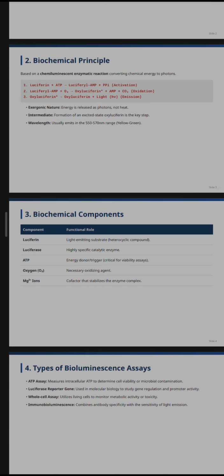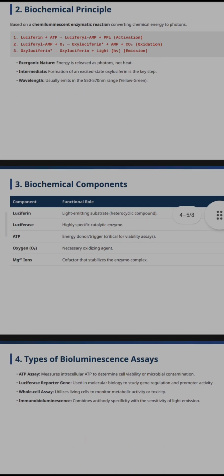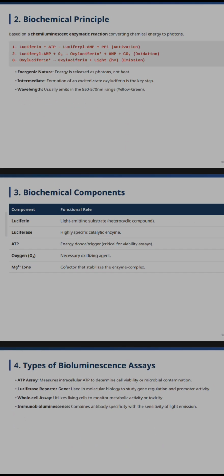Biochemical components: now let's quickly understand the basic components involved in this reaction. We have luciferin, which is the light-emitting substance, and luciferase, a highly specific catalytic enzyme. ATP acts as the energy source. Oxygen is required for the oxidation, and magnesium ion usually stabilizes the luciferin. We have a final device called the luminometer, used to measure the light. Usually this luminometer contains a photomultiplier tube as a detector.